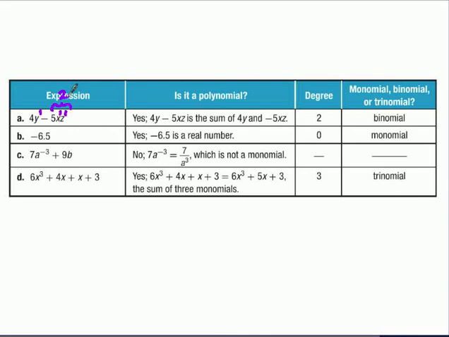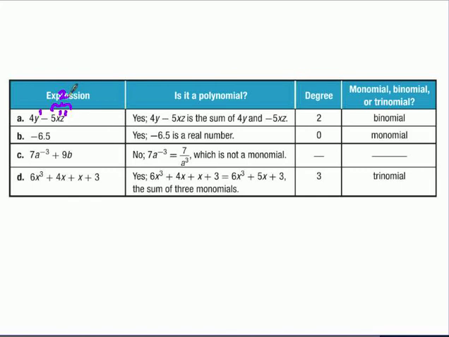Let's look at the next one. Is negative 6.5 a polynomial? Answer is yes. It's a number. It's a constant. So the degree is 0. Why is the degree 0? There's no exponents. There's no variables. It's just 0.